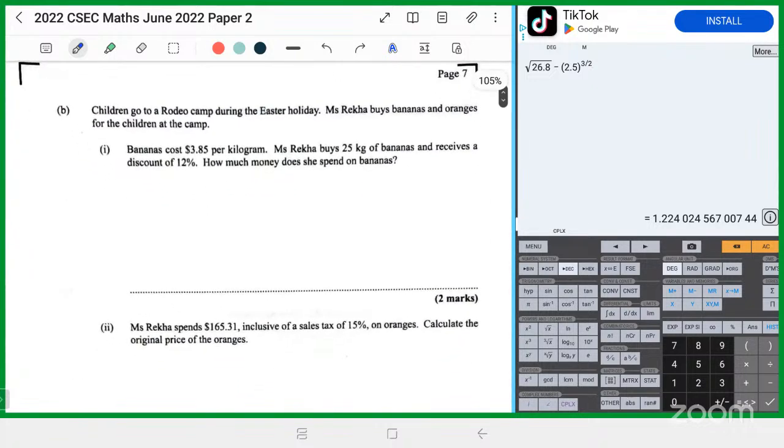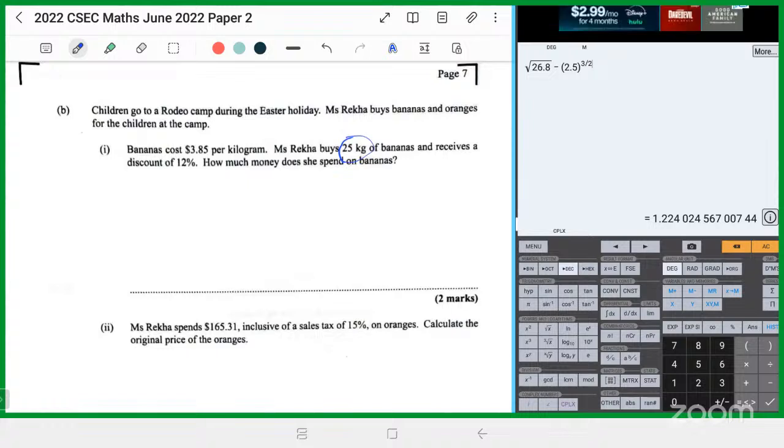Here we have a question on consumer arithmetic. It says, children go to a rodeo camp during the Easter holiday. Miss Rekba buys bananas and oranges for the children at the camp. Bananas cost $3.85 per kilogram. Miss Rekba buys 25 kilograms of bananas and receives a discount of 12%. How much money does she spend for the bananas?